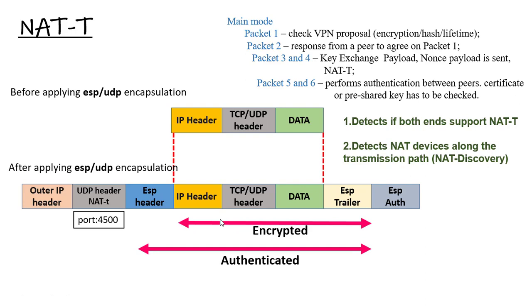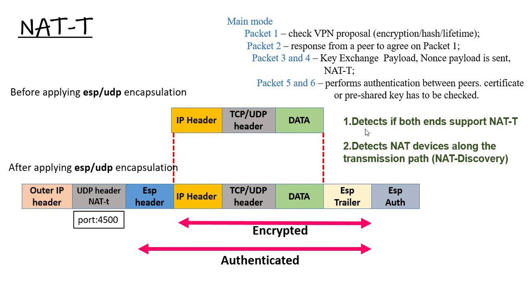So there is another thing I want to talk a little bit about. In our first phase, when we negotiate a VPN tunnel, we've talked about what kind of things we negotiate. But one more time, it has 6 packets. The first packet is VPN proposal. We propose with our encryption, hash, and lifetime. A second packet that we receive is basically a response from the peer to agree on packet number 1. Packets number 3 and 4 are responsible basically for 2 things. It detects if both ends support NAT-T, and it detects NAT devices along the transmission path. It is called NAT discovery.